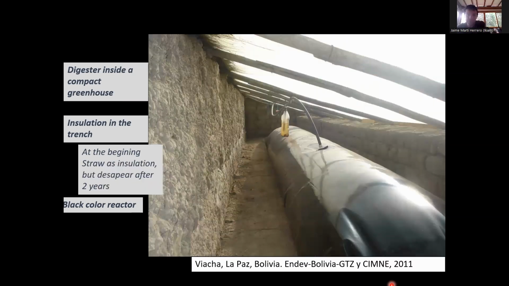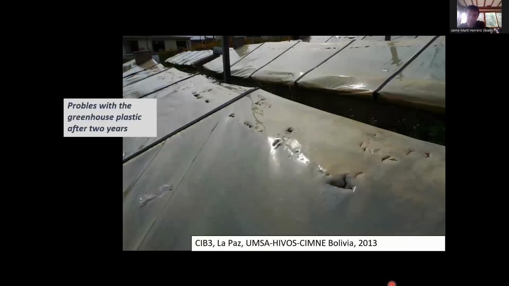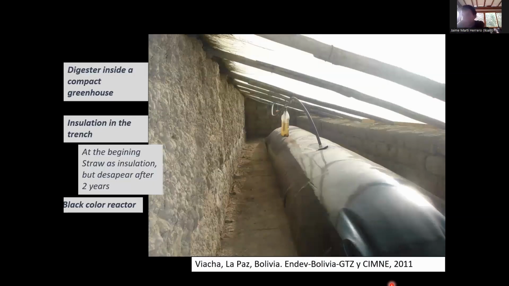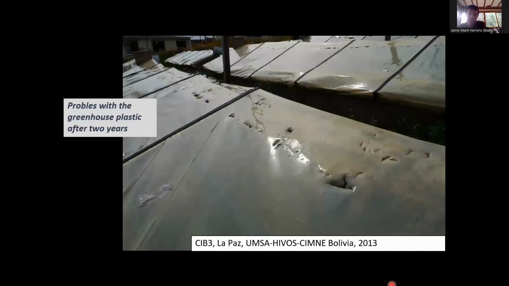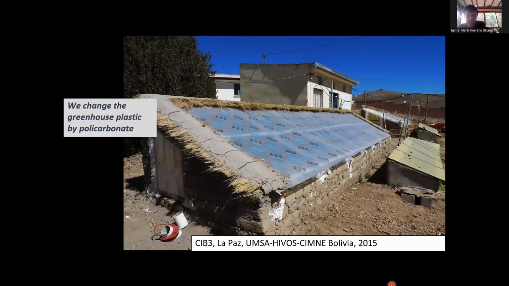This is what you find inside this greenhouse. There's a tubular digester where they just have to put the manure mixed with water inside the digester, and you will produce enough biogas for cooking for one family every day. But what we found with time is that this greenhouse was damaged by the climate, because it's a very difficult climate at 4,000 meters above sea level. So we decided to change the greenhouse.